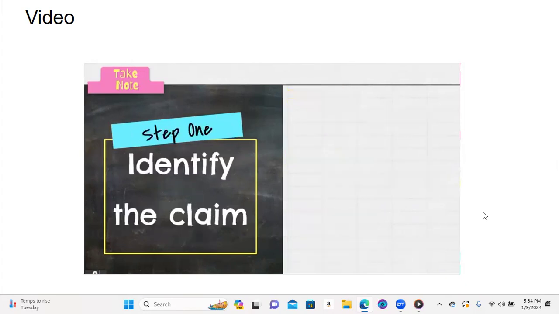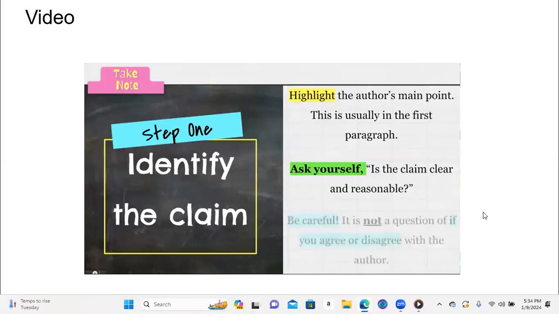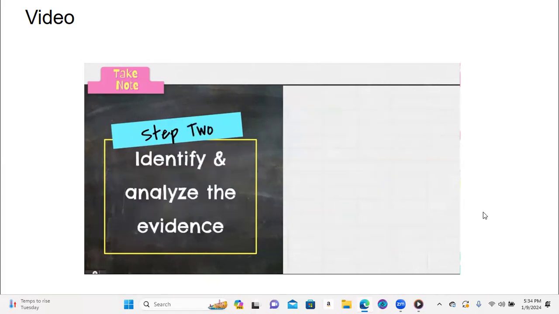So step one is to identify the claim. So what you need to do is highlight the author's main point. And this is usually in the first paragraph. They'll tell you why they are writing this article or this paper. Then you need to ask yourself, is the claim clear? Is it reasonable? Does it make sense? But be careful. It is not a question of if you agree or disagree with the author. It's, can you pick out the claim? Can you pick out the author's main point? It doesn't matter if you agree or disagree with them.